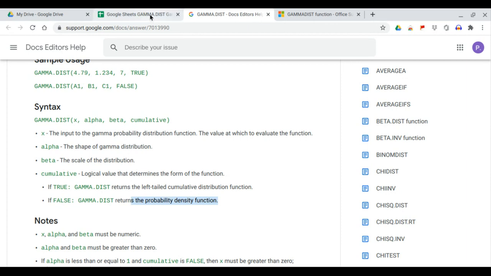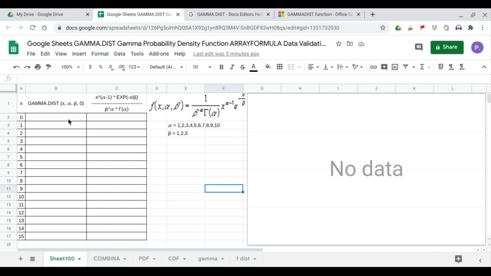In this video, we'll generate the dataset of the probability density function of the GAMMA.DIST function. Here we have a spreadsheet where the values of x are from 0 to 15, and our values for alpha are from 1 to 10.